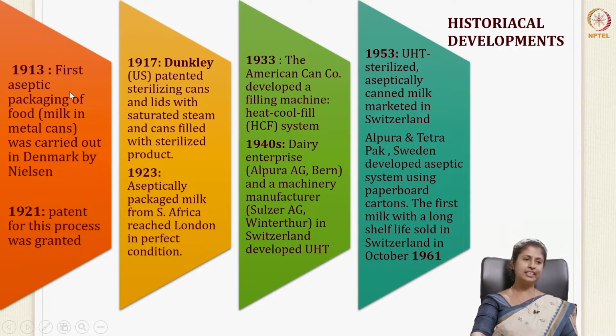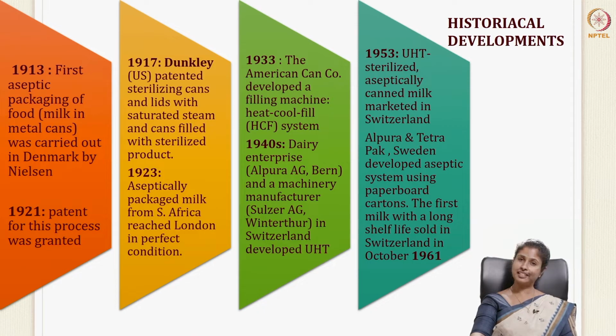So in 1913, the first aseptic packaged food, that is milk, was aseptically packaged in metal cans. Again, milk was sterilized and put in the metal cans, and it was carried out in Denmark by a person called Nielsen. And around 10 years later, in 1921, it was patented. In 1917, in the US, Dunkley patented sterilized cans. So here again, they started using sterilized cans by using steam. They sterilized the cans using saturated steam, and the cans were filled with pre-sterilized products. So that was done in 1917, which was again the starting of aseptic packaging.